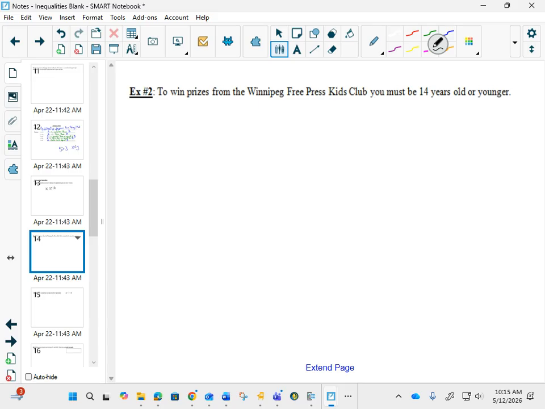To win prizes from the Winnipeg Free Press Kids Club, you have to be 14 years old or younger. So here, age has to be less than 14. Would there be an equal sign? Could you be 14? Yes, so then we add that equal sign there.